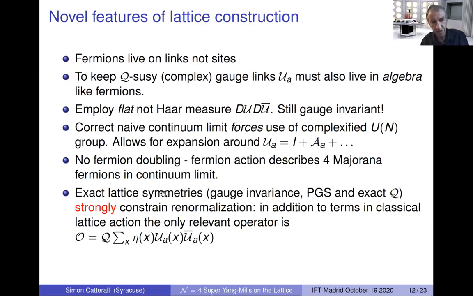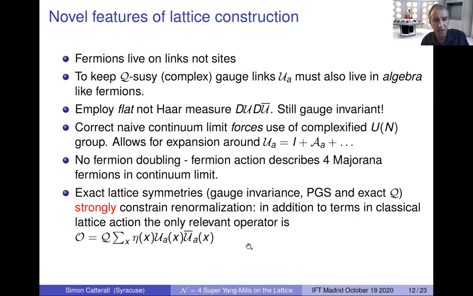All right. So the exact lattice symmetries, which are gauge invariance and this S5 point group symmetry, and the exact Q, strongly constrain the renormalization of the theory. So you can sit down and power count all the possible marginal or relevant operators which respect all of these symmetries that you can write down. And the only one that isn't already in your action, it turns out, is this guy, right? So there's a term in the action which involves the commutator of U U-bar with eta, but not the actual U U-bar itself. So this turns out to be a supersymmetric, gauge invariant, point group symmetric operator you can write down, which is not in the original action.